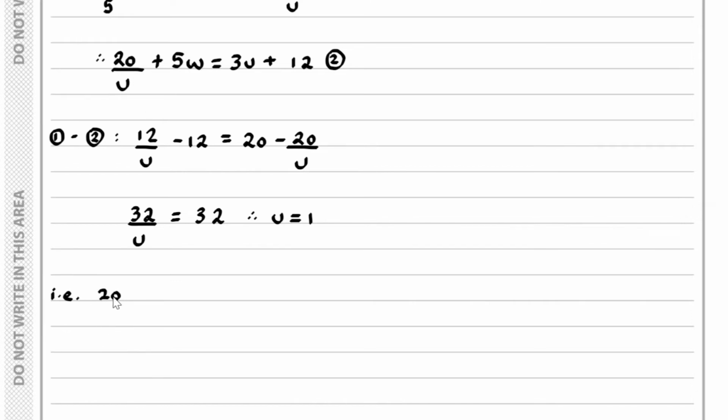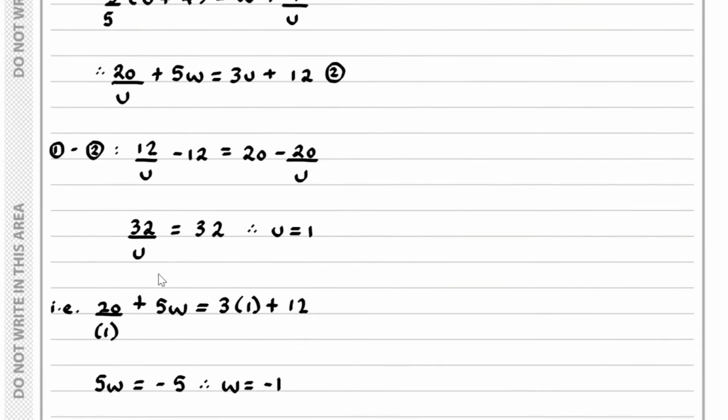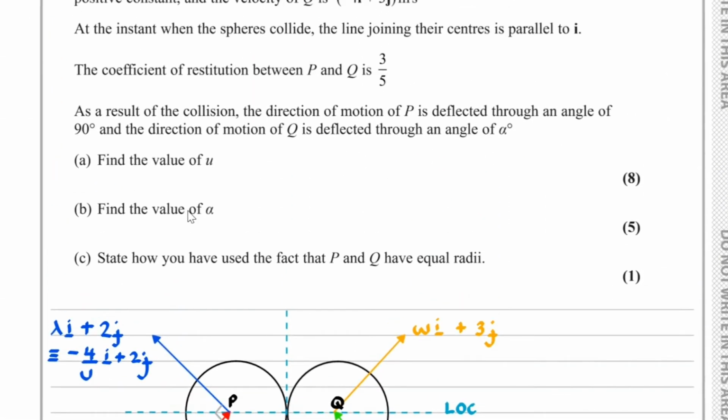So I've got 20 over 1 plus 5w, this is equal to 3 lots of 1 plus 12. 15 minus 20 is minus 5. So 5w equals minus 5, w equals minus 1. So I know what u is and I know what w is. And now we have to find the value of alpha.